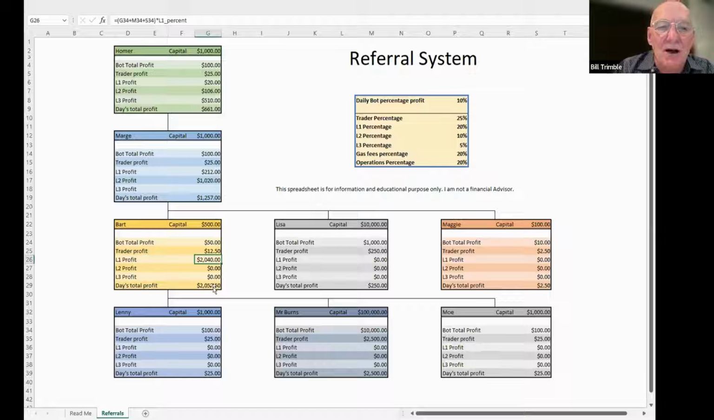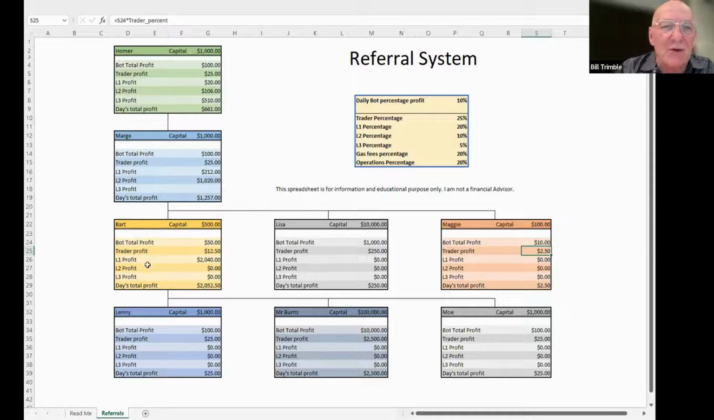So now, for the day, he's made $2,052.50, which is 4 times what he put in. So because he got a high roller in there, he made a decent amount of money that day. Lisa made $250 and Maggie made $2.50. But what Maggie's going to do, she's going to compound that money, so it's going to grow every single day. That will auto compound every day.